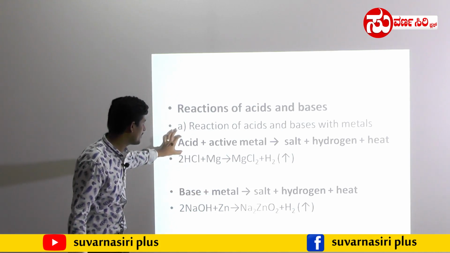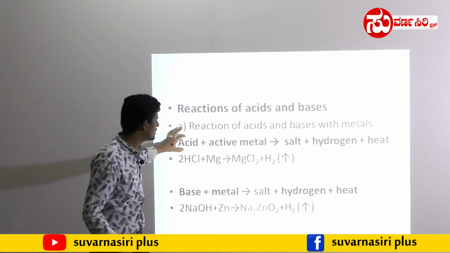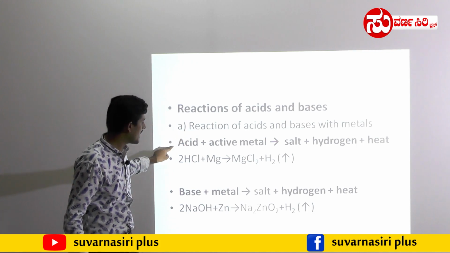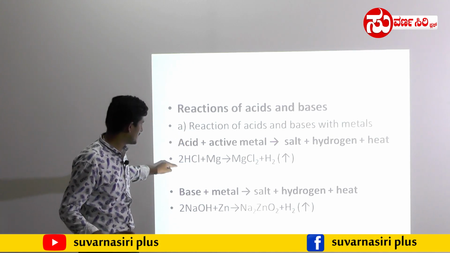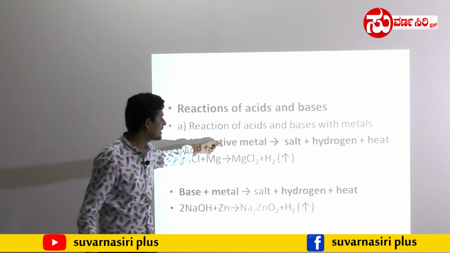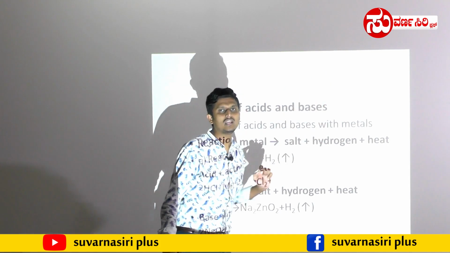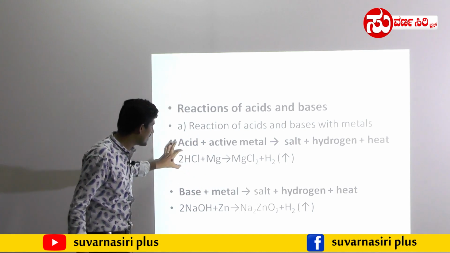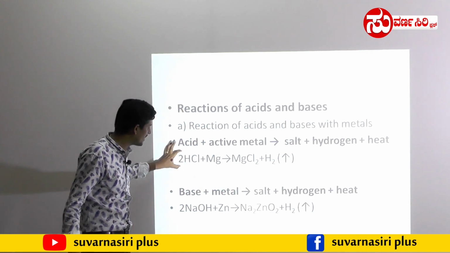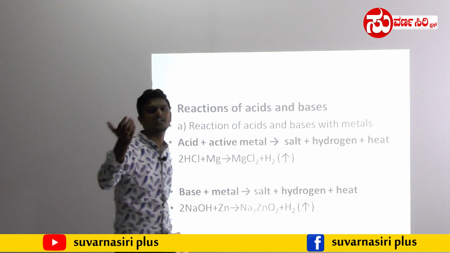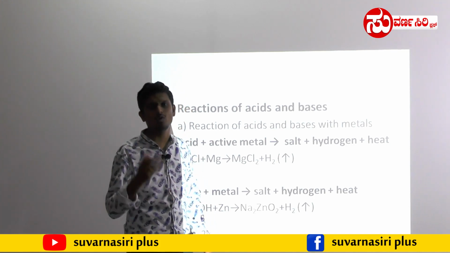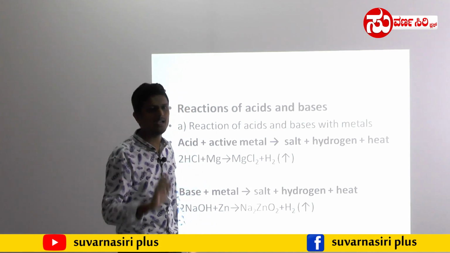First example, acid with any metal. This is a general reaction. Any acid, not only HCl, reacts with an active metal to form salt and hydrogen, and it liberates heat energy. In place of the acid, you may take HCl, H2SO4 or HNO3, whatever it may be, any one acid.